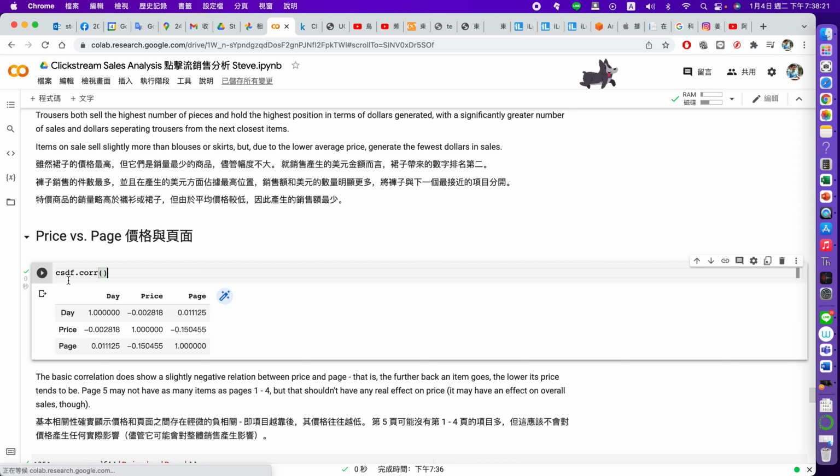Okay, so you can see the correlation. This is a correlation, 相关叙述. Okay, correlation between the day and the price, and the page. So for the price with the day, not too much. But what about the page? The page with the price is minus. It means negative, as the page is going bigger, the price is going down. So it's a negative correlation.